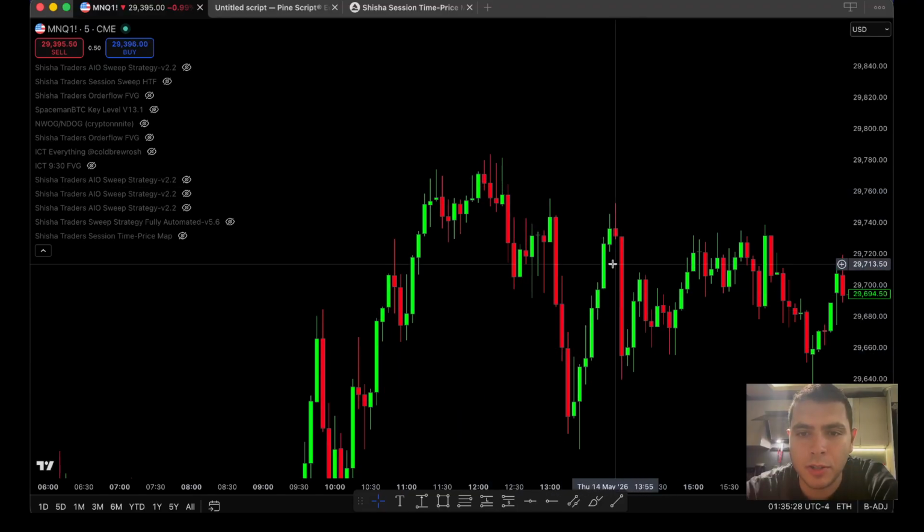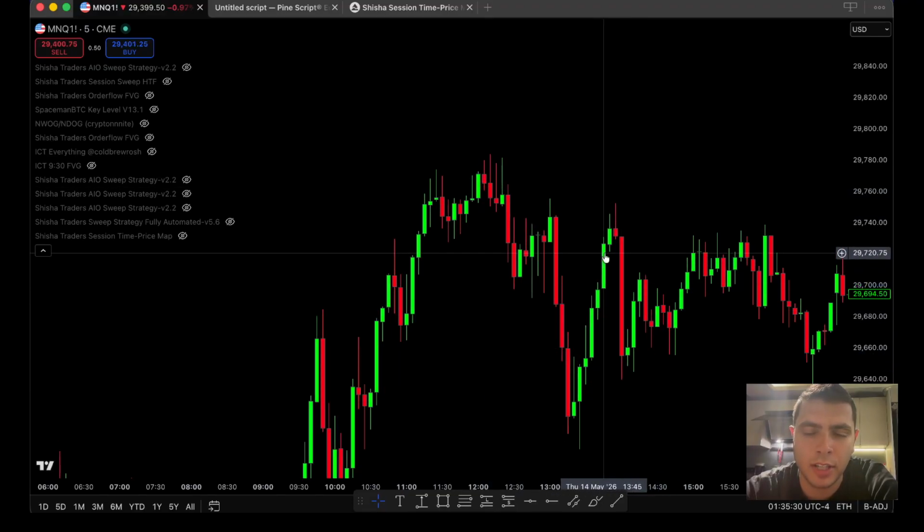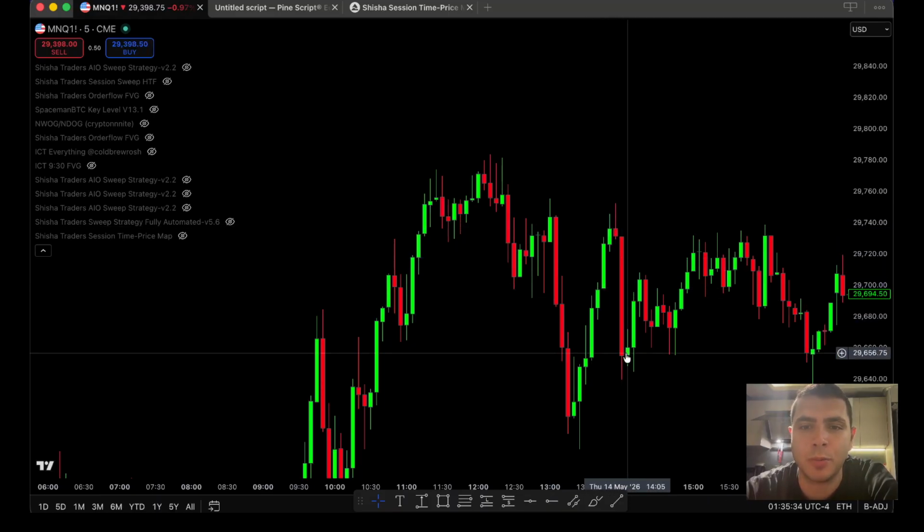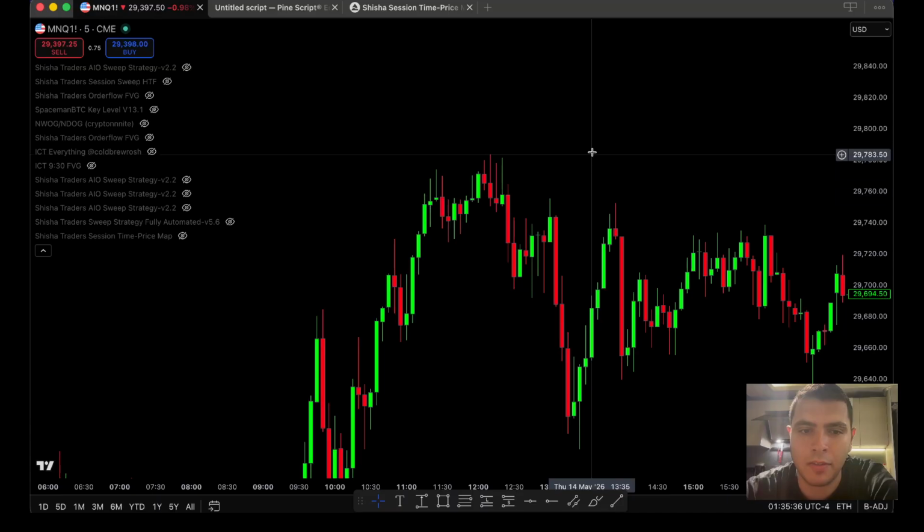Market pumps, then instantly reverses. You'll see a bullish FEG because of the pump, and you're going to see a bearish FEG because of the dump. And when they intersect is your BPR. Like a V shape, literally.